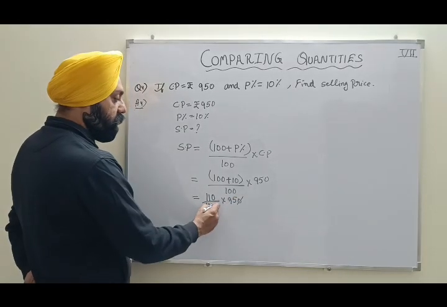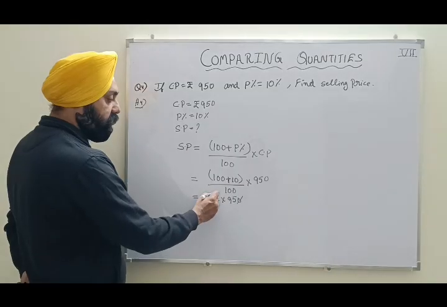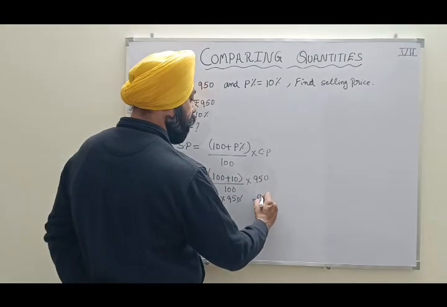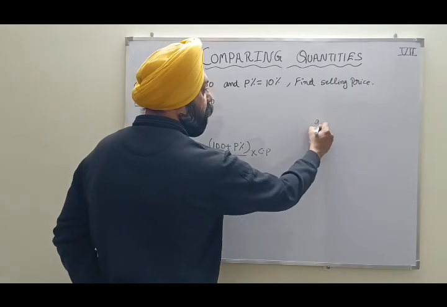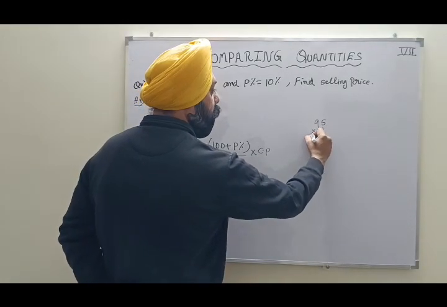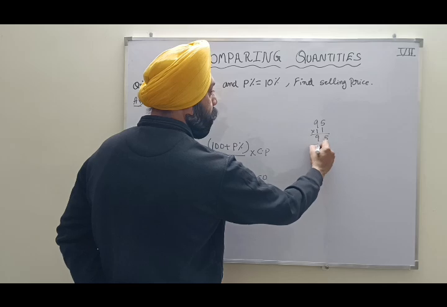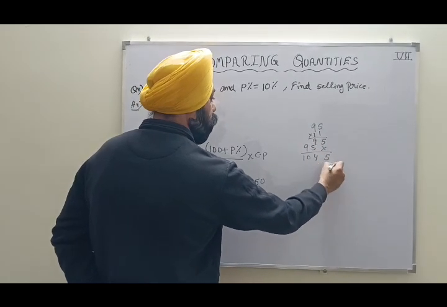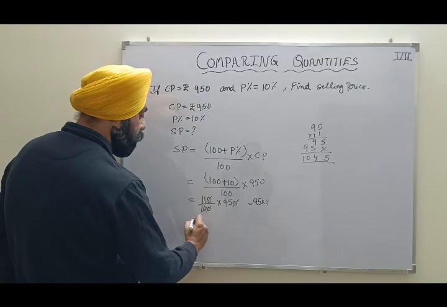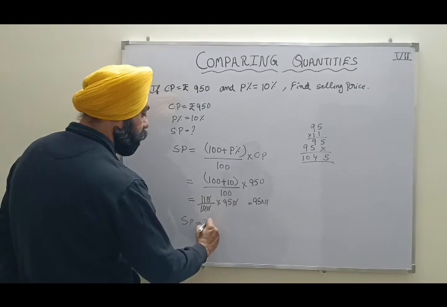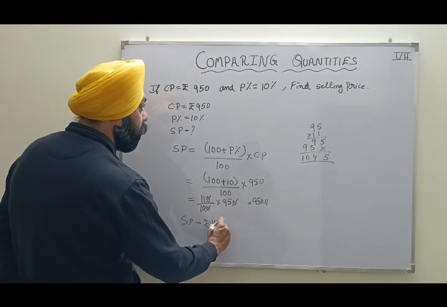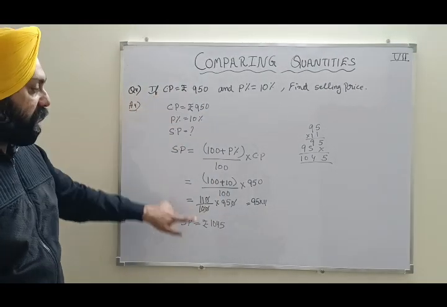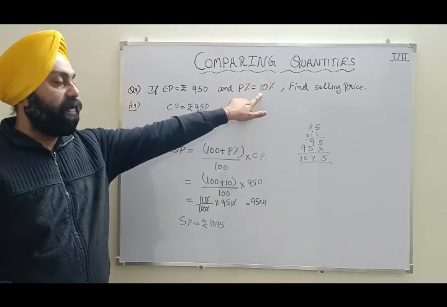So 0 and 0 will cancel out. This 0 and this 0 will also cancel out. So what is remaining? It is 95 into 11. We can solve 95 into 11 as 5, 9, 5, 9. So 1045. So the answer is the selling price is rupees 1045. You can see that cost price is smaller, selling price is bigger, therefore we have a profit.